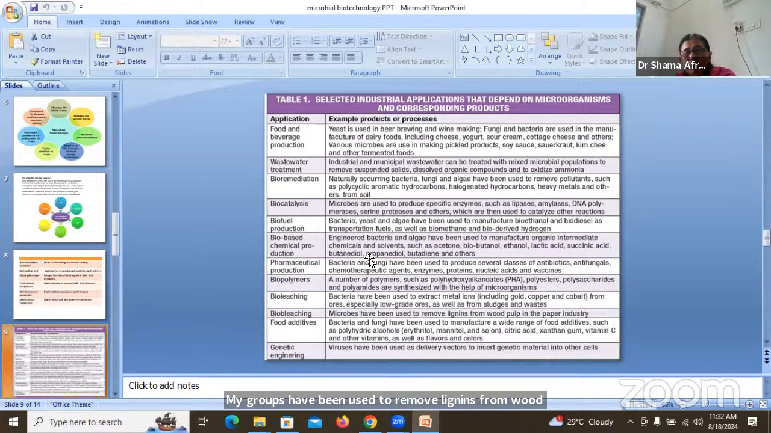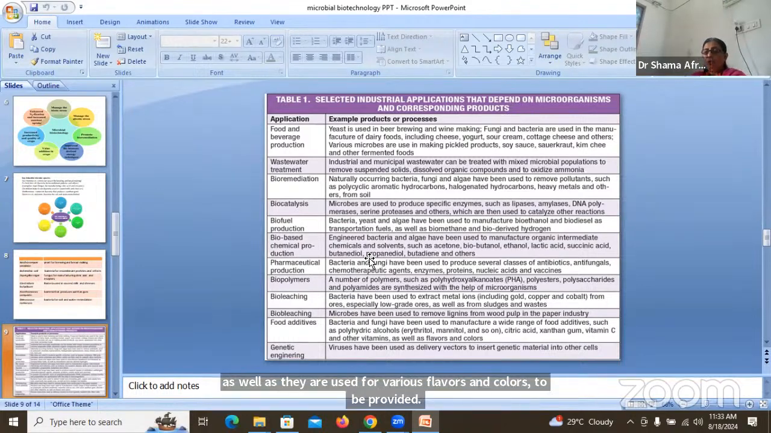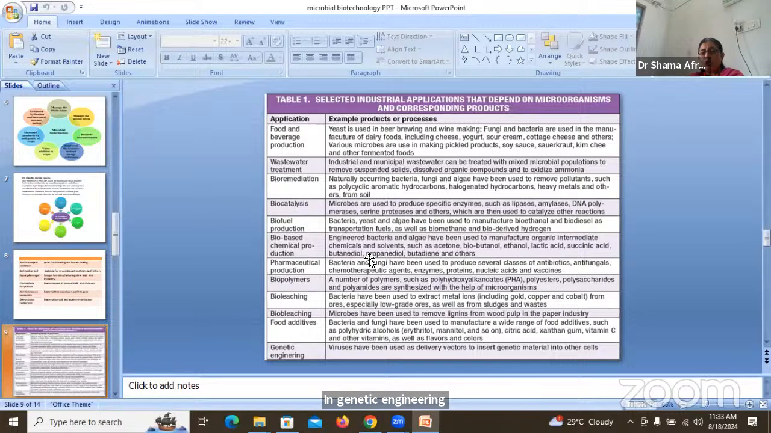And as food additives, these bacteria and fungi have been used to manufacture a wide range of additives, such as polyhydric alcohols like mannitol, citric acid, xanthan gum, vitamin C, and other vitamins, and they are also used to provide various flavors and colors. In genetic engineering, viruses have been used as delivery vectors to insert genetic materials into other cells, and we all know plasmids are used in this.